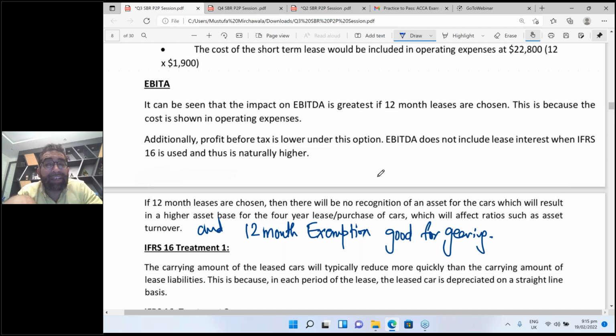EBITDA does not include lease interest when IFRS 16 is used, and thus it's naturally higher. Listen, in option number 1 and 2, there was some interest as well and some depreciation as well. And EBITDA, as we saw yesterday, never includes these two. So definitely in option number 1 and 2, you will get higher EBITDA.